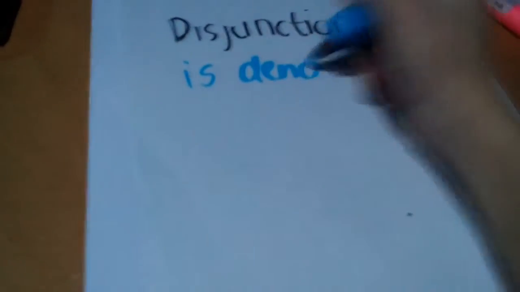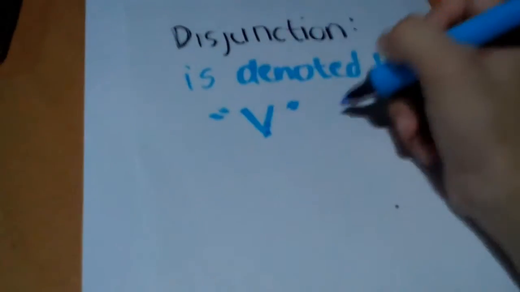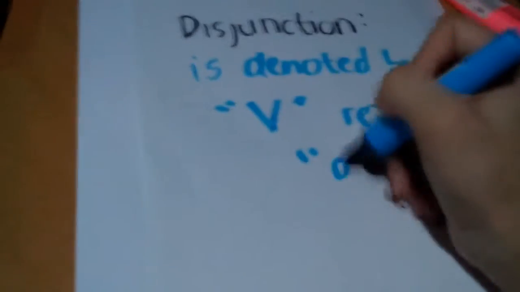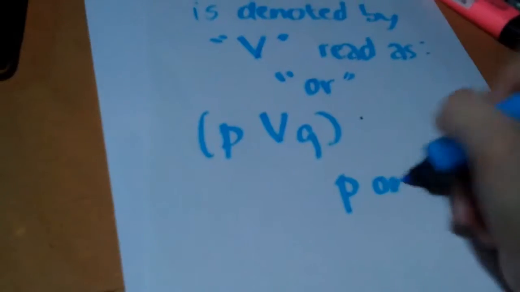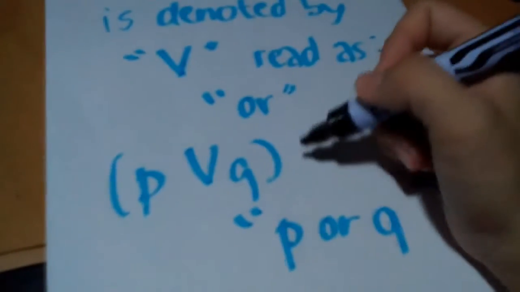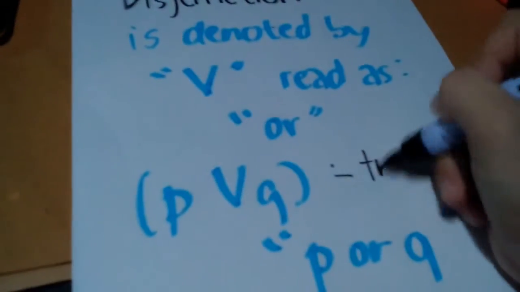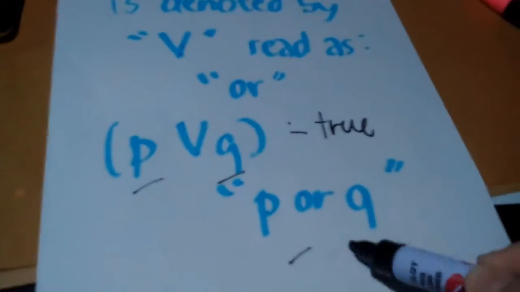So our next operation is disjunction. This is denoted by this sign, it's like a V. It is read as "or." So when we write P, then the symbol, then Q, it is read as P or Q. Like in conjunction, there is also a condition for P or Q. P or Q is true when both statements are true, or when either P or Q is true. And it is false when P and Q are both false.